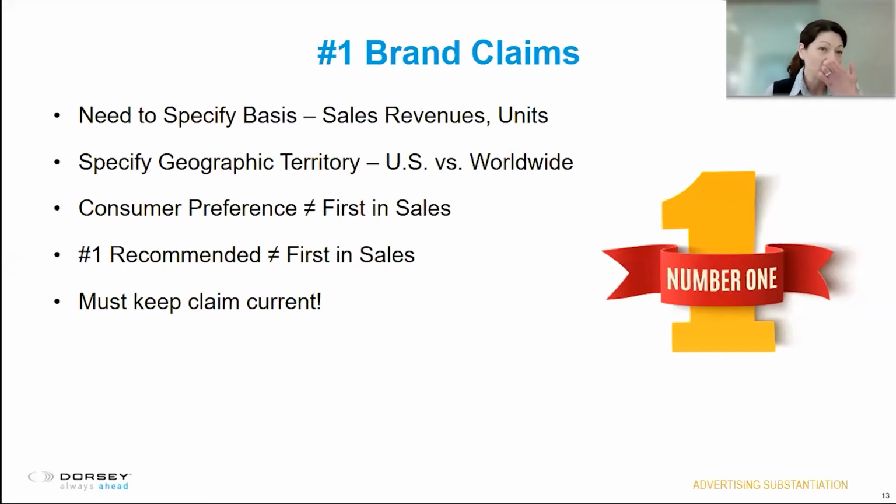Sorry, I skipped the first one there. You also want to specify a basis, sales revenues versus units. So if you're in a product category where the sales price for a particular product varies quite a bit, you might do better to focus on units rather than sales revenues. And then evidence of consumer preference for a product, or that a product is #1 recommended, doesn't substantiate a first in sales or #1 brand claim. And then, like the other claims we discussed, you have to keep these claims current. So if your market share changes, if your position in the market changes, you need to modify the claim or remove it.